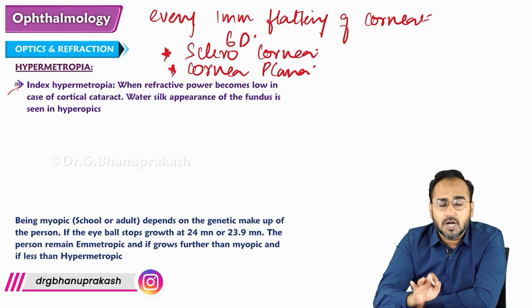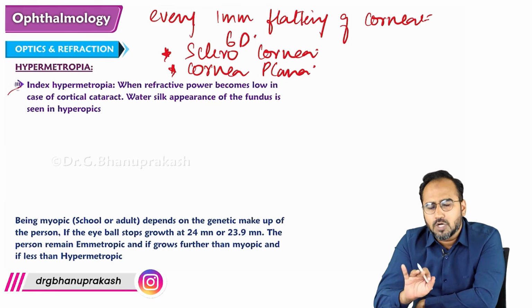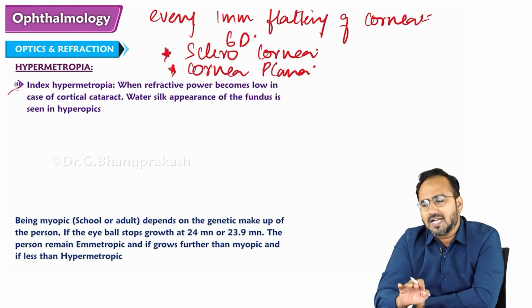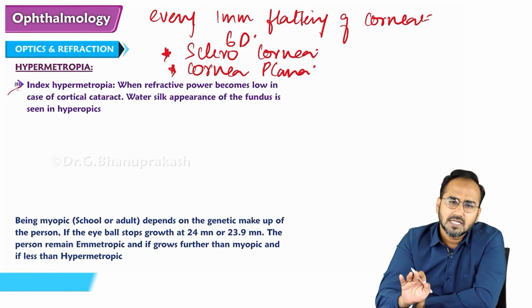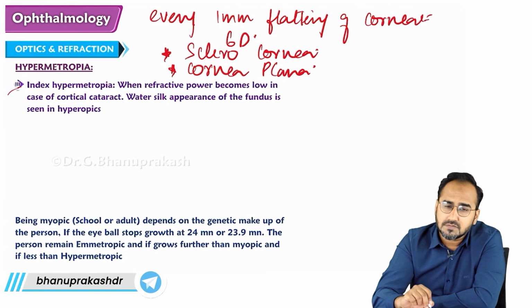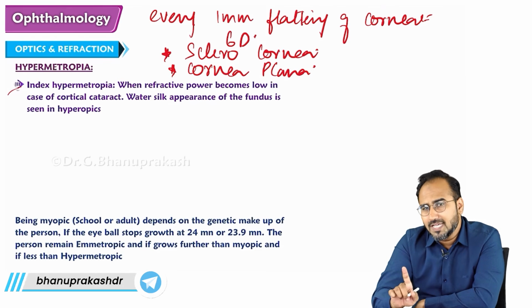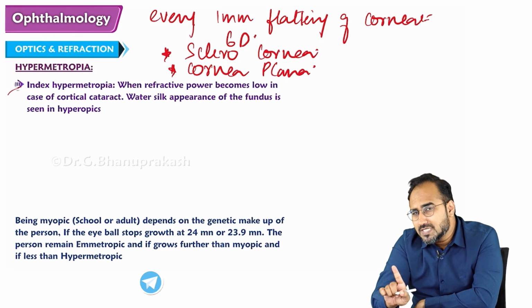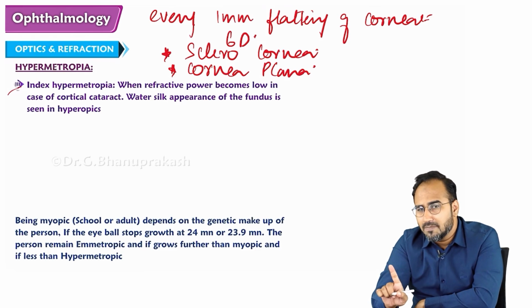The third cause of hypermetropia, remember, the first cause was axial, second is curvatural, third is index. Index meaning what, guys? Some problem with the refractive index of the lens. What is the refractive index of the lens at the nucleus? 1.4. If it is increased, it leads to myopia. So in nuclear cataract, you will see the patient developing what? Myopia.